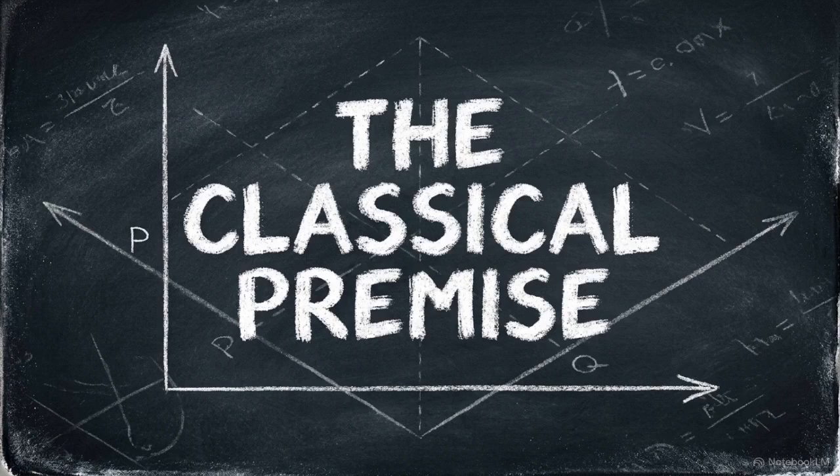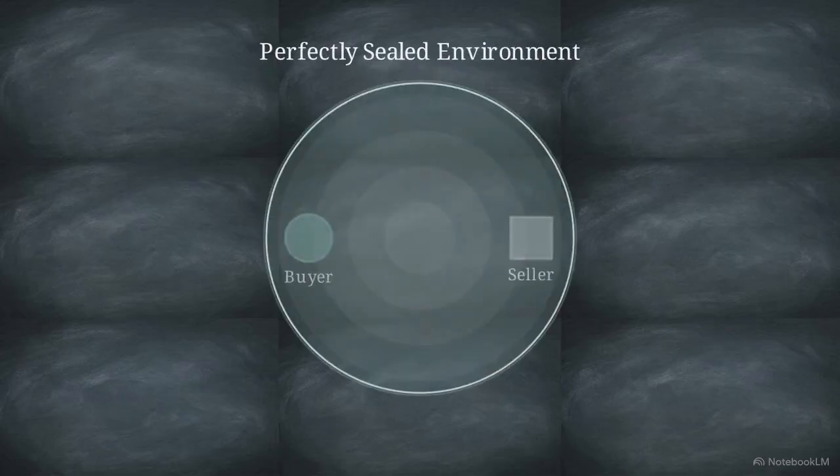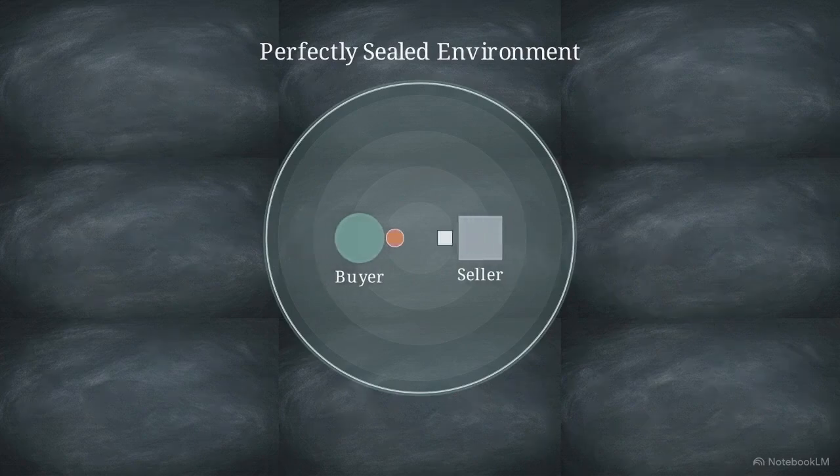Classical microeconomics relies on a baseline premise. Competitive markets naturally allocate resources to maximize social welfare. This mathematical harmony requires a perfectly sealed environment, where every single cost and benefit associated with a product is contained entirely within the transaction between the buyer and the seller.